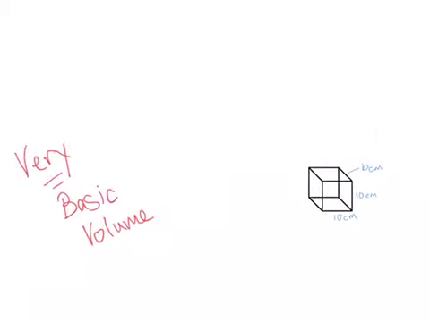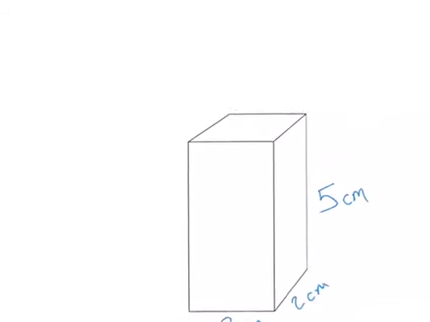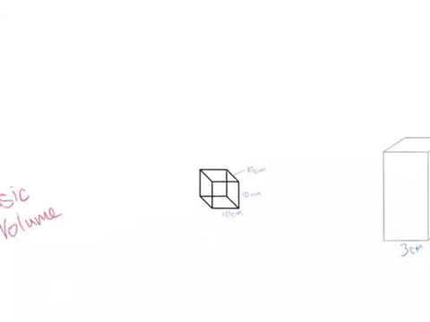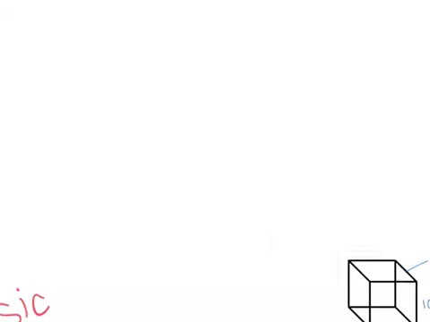Before we get really started, our formula for volume for just rectangular cuboids, cubes. Rectangular cuboid is a fancy word for that shape. But our formula is length times width times height.